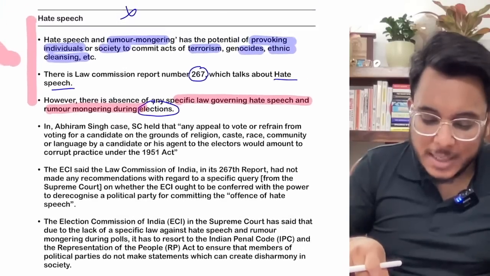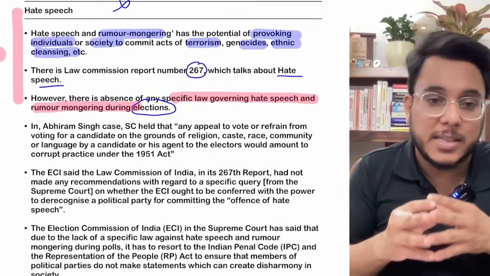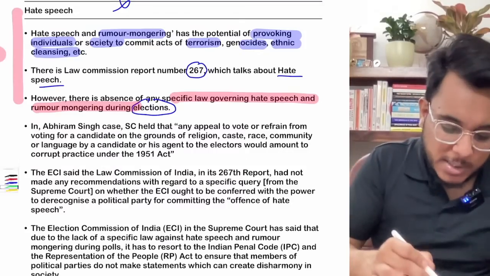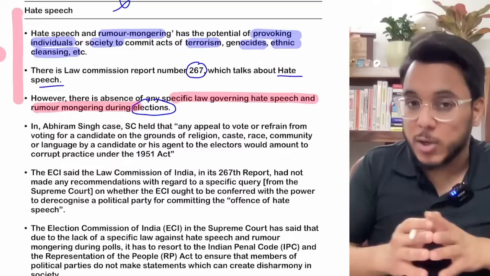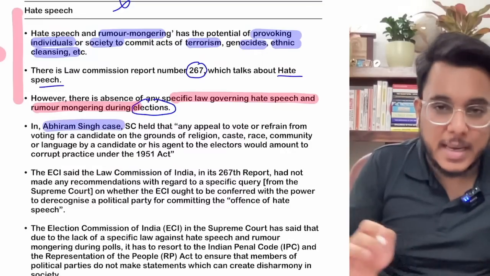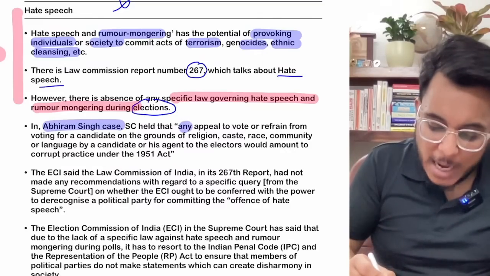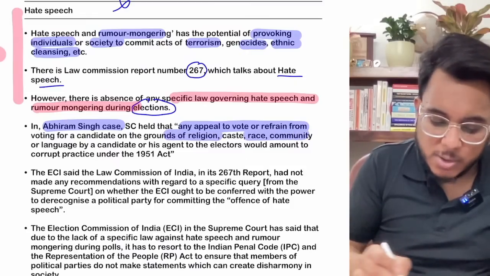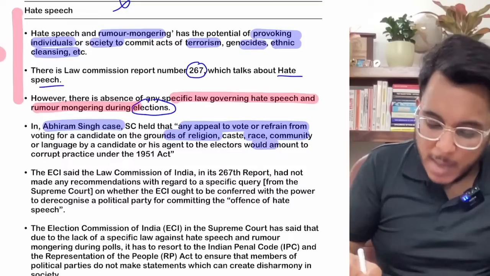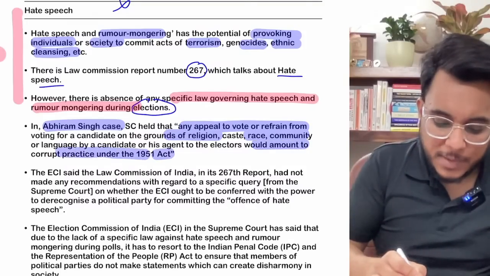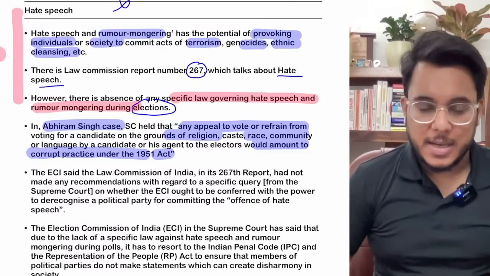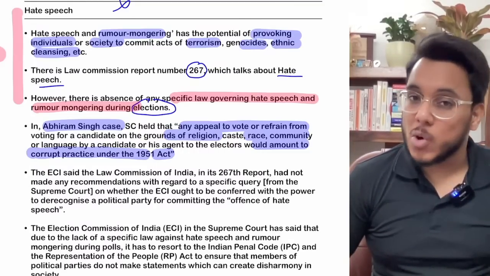So, I told you that the topic of hate speech has already been discussed by the Law Commission report number 267. Moreover, in the past, the Supreme Court in one of its judgments, that is the Abhiram Singh case, said that any appeal to vote or refrain from voting on the grounds of religion, caste, race, community would amount to corrupt practice under the 1951 RPA, Representation of People Act. This is something that the Supreme Court has already said.